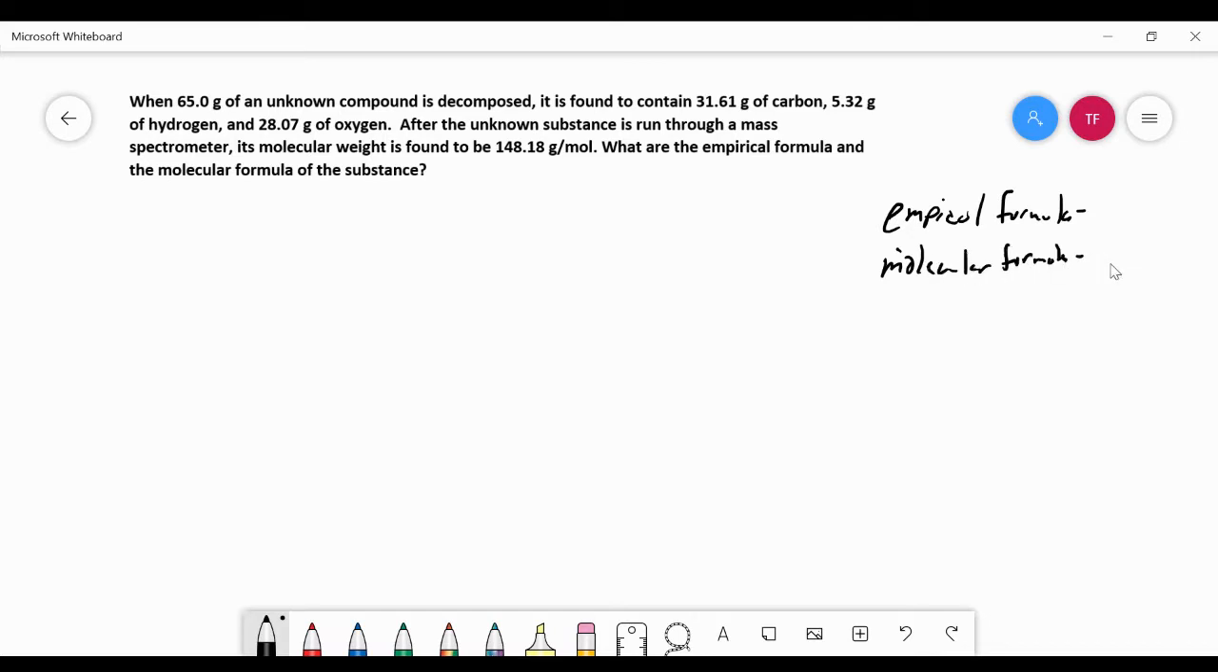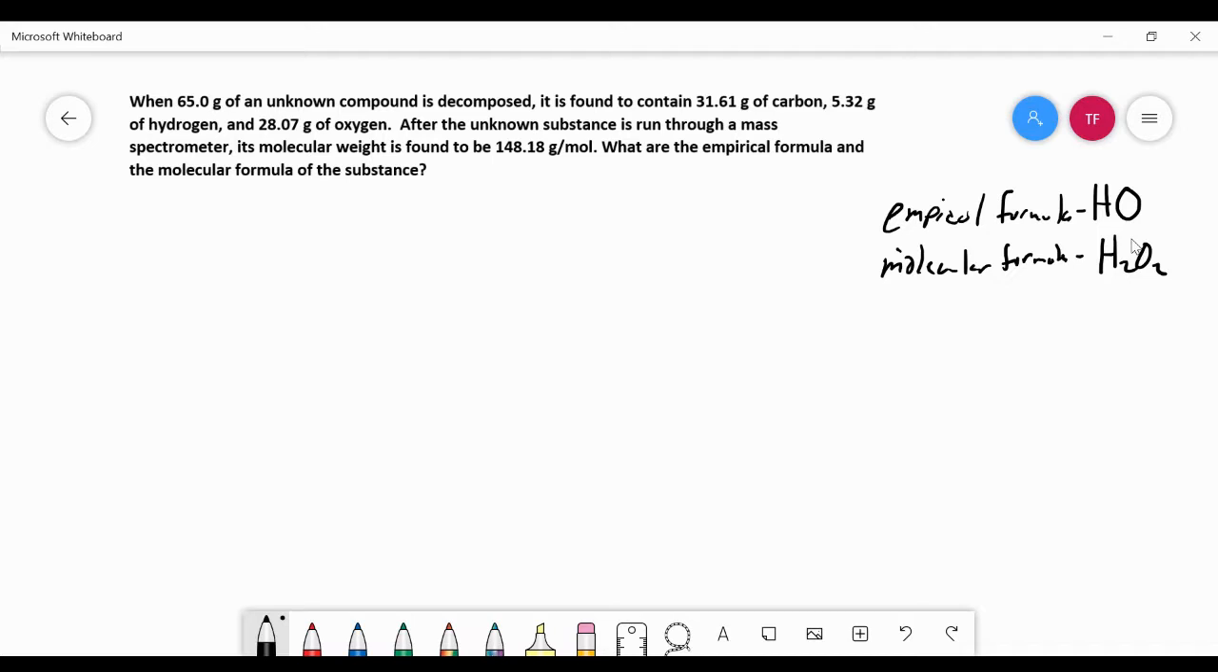Molecular formulas are the actual numbers of atoms that are bonded together in a molecule. For instance, hydrogen peroxide is H2O2. There are two hydrogens bonded to two oxygens in one molecule of the substance, so this is its molecular formula. However, the ratio between hydrogen and oxygen is 1 to 1. For every one hydrogen, there's one oxygen. That's called the empirical formula.